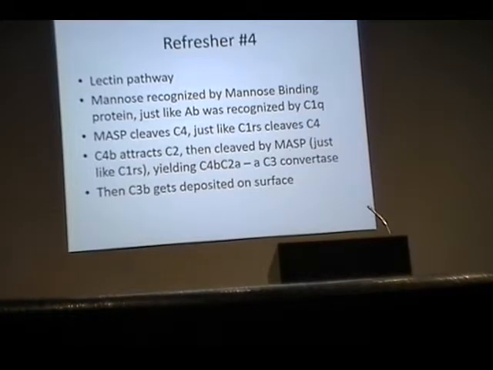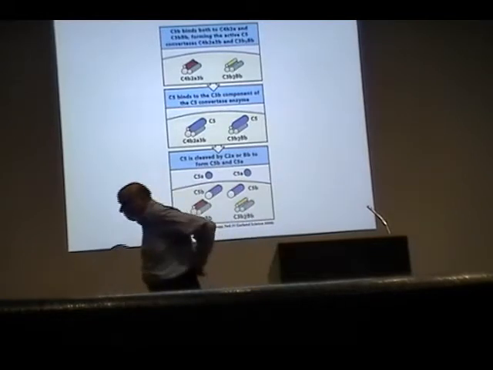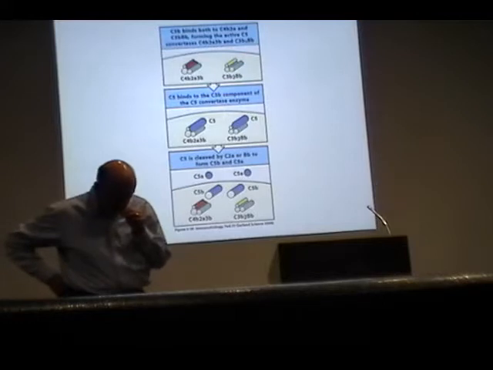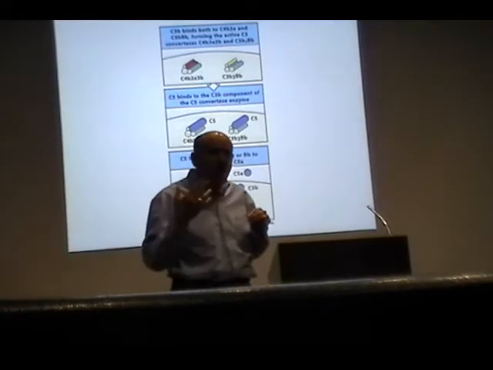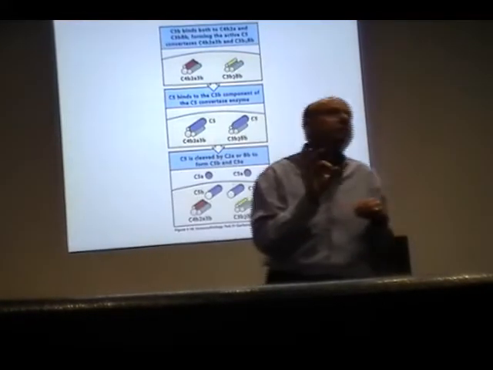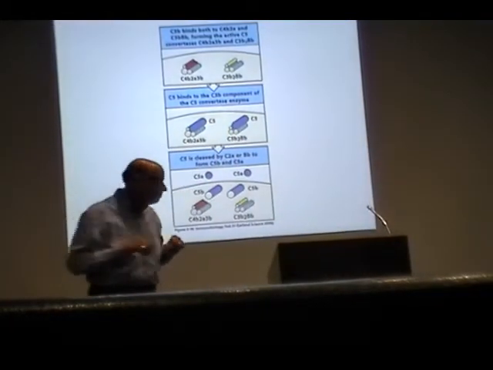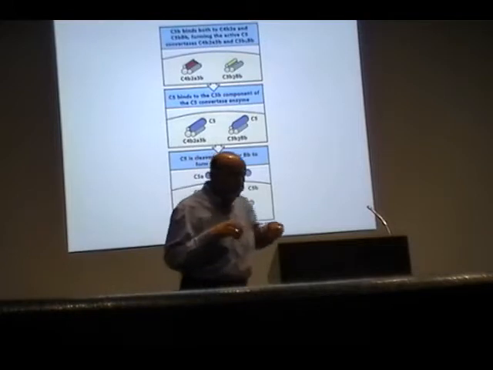Now we deposit a lot of C3b on the cell, which is what this is all about. We haven't gotten to the effector function yet. We've deposited C3b on the surface. Now we need to build the effector function.